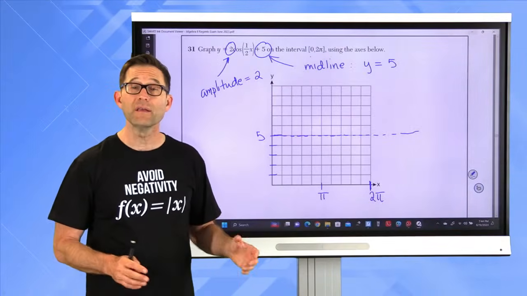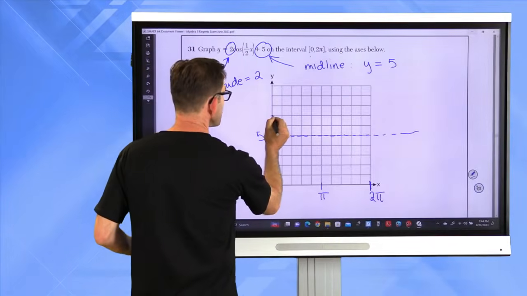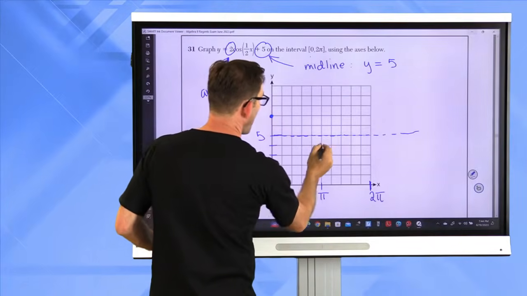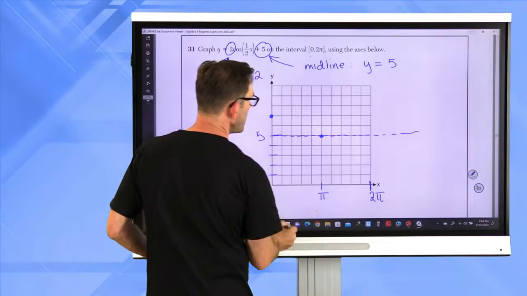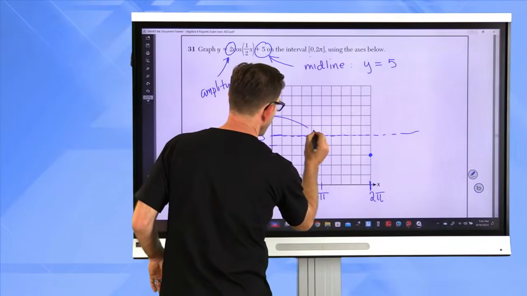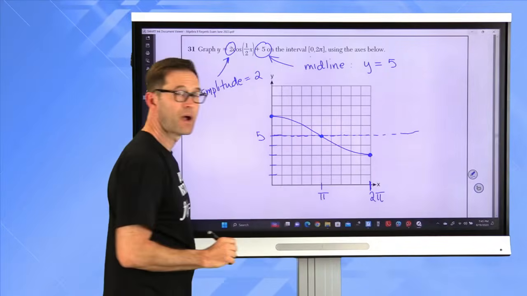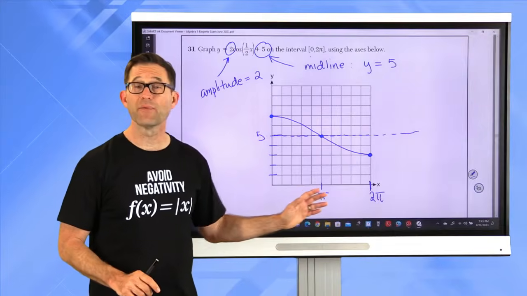Now, I could easily set up a table, but what I saw on the graph was that I was at a maximum at 0, I'd hit my midline at pi, and then I was at my minimum at 2 pi. And so, there's my graph.